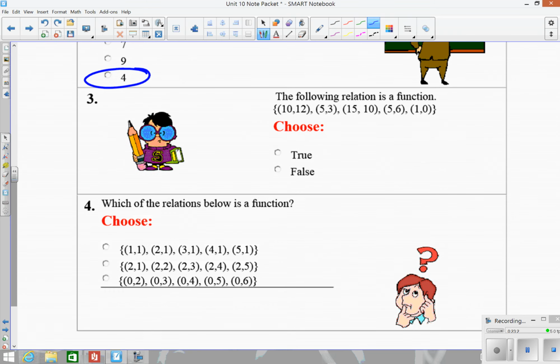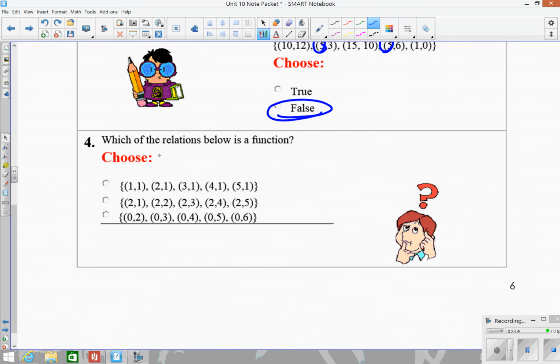Number 3, the answer is false, because if you look, this relation is not a function because of the 5. So 5 has two different outputs, 3 and 6, so it violates the definition of a function.